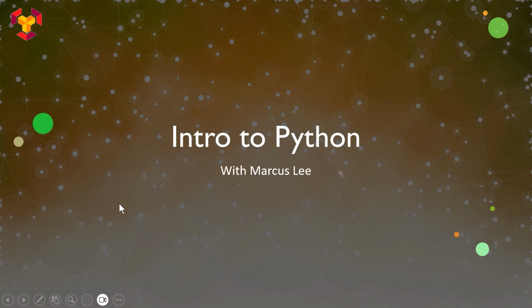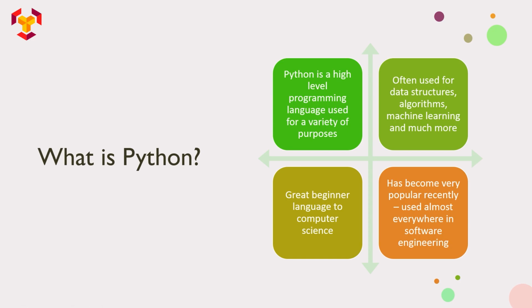So let's start off. What is Python? Python is a high-level programming language used for a variety of purposes throughout computer science. It's often used for data structure, analyzing data, making algorithms, and often used for machine learning, for example, TensorFlow and PyTorch. And it's great to get into coding because compared to other languages like Java or C++, it's a lot more user-friendly towards the beginning. It's also become very popular. It's surged in popularity very recently, and now it's very widespread among software engineering.